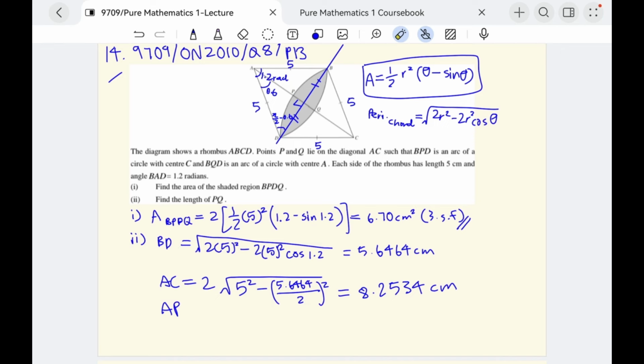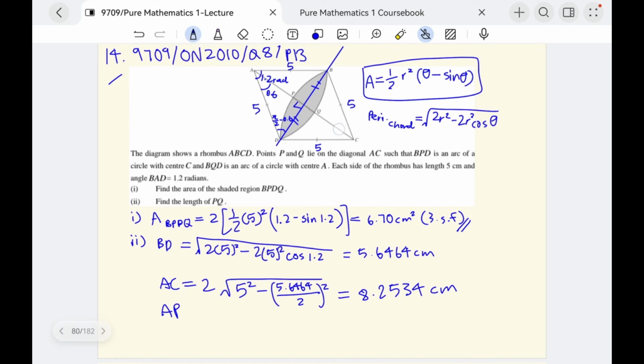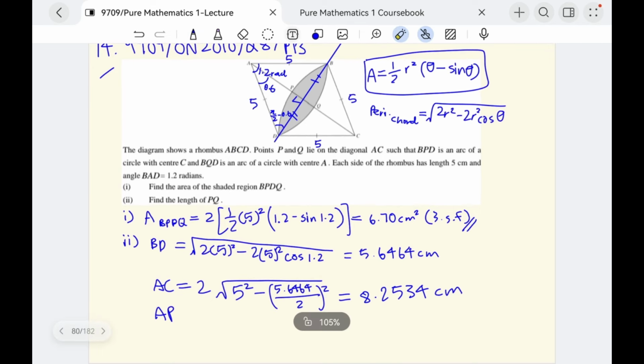And how to find the AP? Alright, as you know, this is the radius of 5. Therefore, this PC is also 5 because PC is also a radius. So to find the AP, I want to find this length right now: 8.2534 is the length of the diagonal of this entire AC. I mean the diagonal of AC is 8.2534 minus the 5. Minus the radius lah.